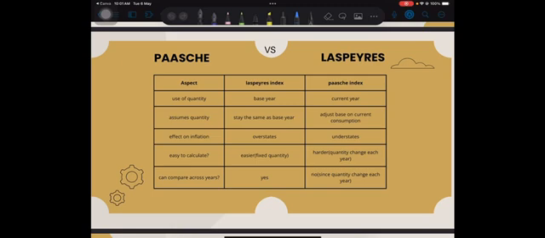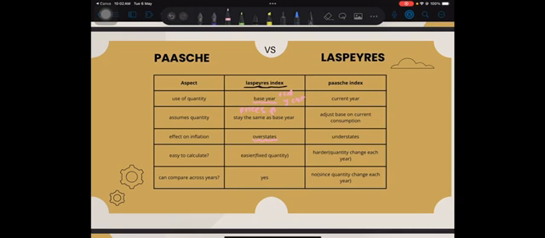Next, let me explain the differences between the Laspeyres and Paasche price indices using a comparison. First, the Laspeyres index. The Laspeyres index uses quantity from the base year, which is the old year. It assumes that even if prices go up, people still buy the same things in the same amount. Because of this, it often overstates inflation, and it makes it look like prices have gone up more than they really have.